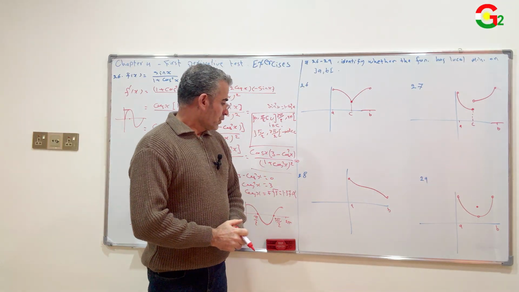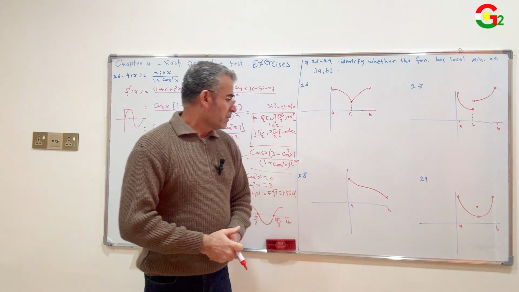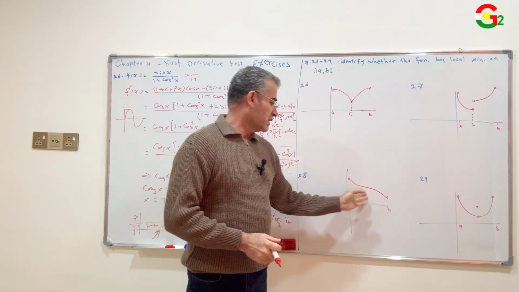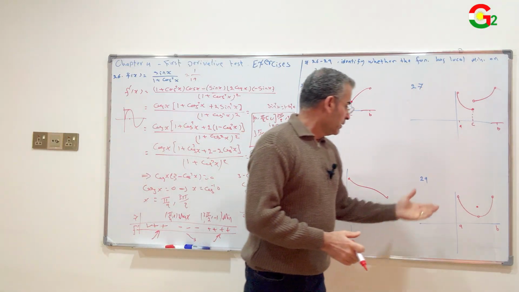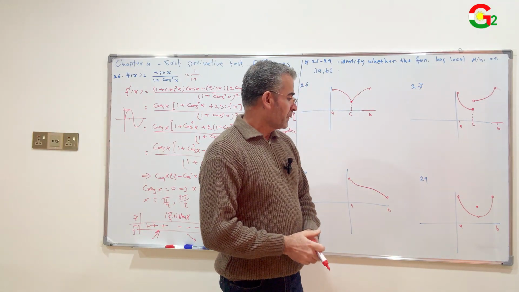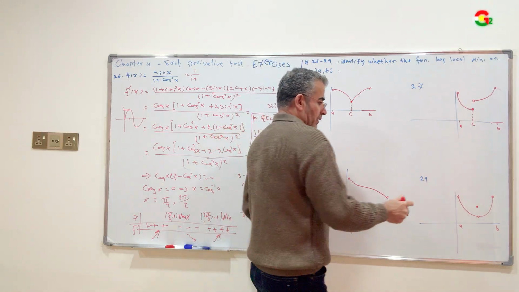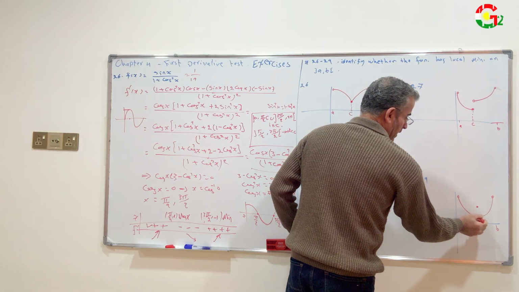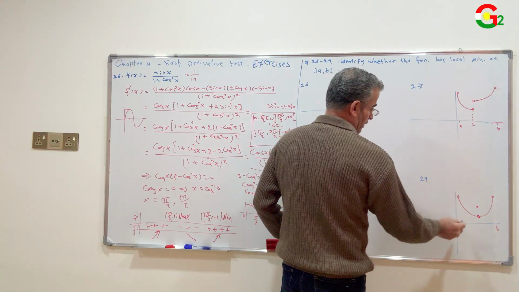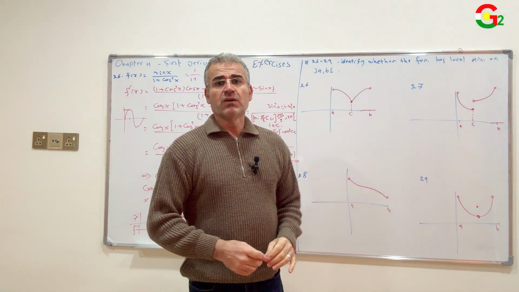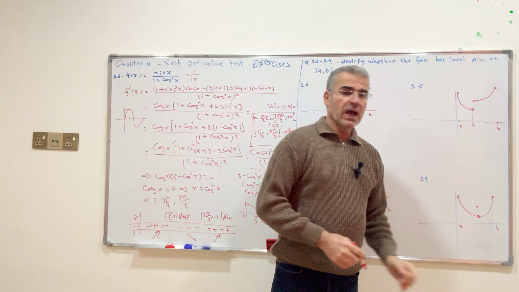For question number 28, the function has no local minimum or maximum point because the function is decreasing from A to B, and there is no critical point in this interval. Question number 29, the function also has no local minimum point because the function would have a local minimum at this point, but this point is not in the domain of the function. Therefore, the function has no local minimum point in the interval A, B.